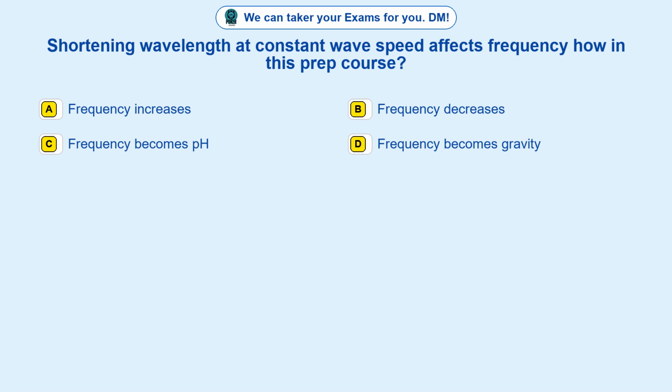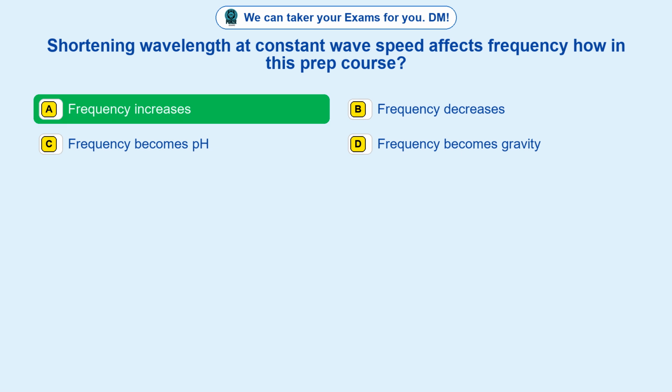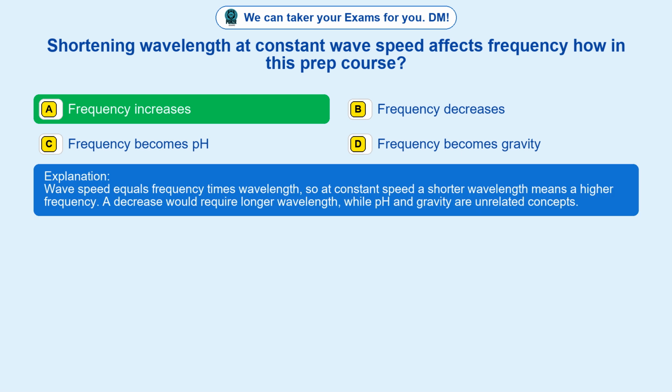Question 68. Shortening wavelength at constant wave speed affects frequency how in this prep course? Option A, frequency increases. Option B, frequency decreases. Option C, frequency becomes pH. Option D, frequency becomes gravity. The correct answer is option A. Frequency increases. Wave speed equals frequency times wavelength, so at constant speed a shorter wavelength means a higher frequency. A decrease would require longer wavelength, while pH and gravity are unrelated concepts.